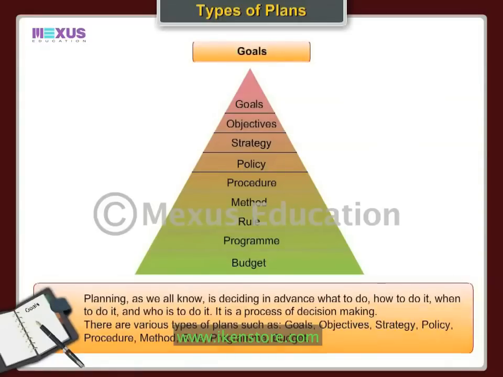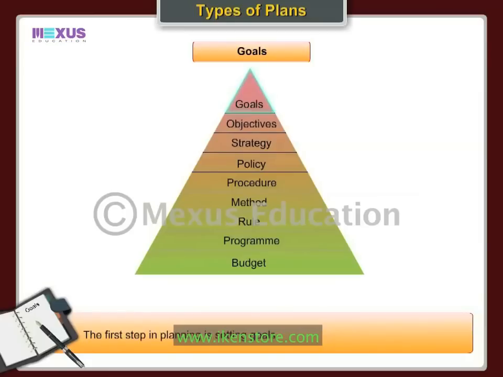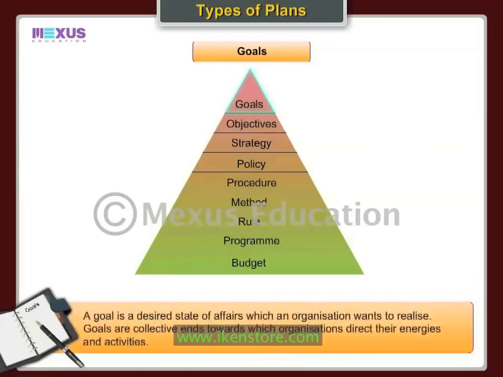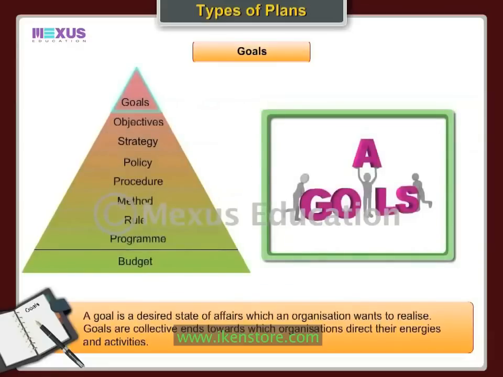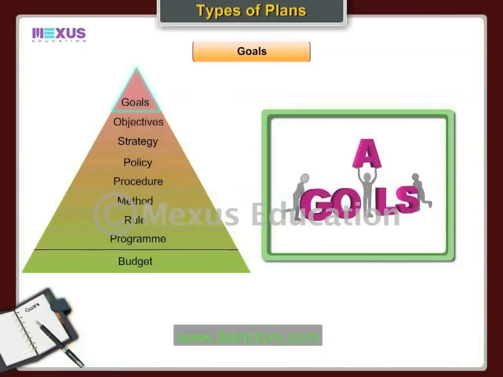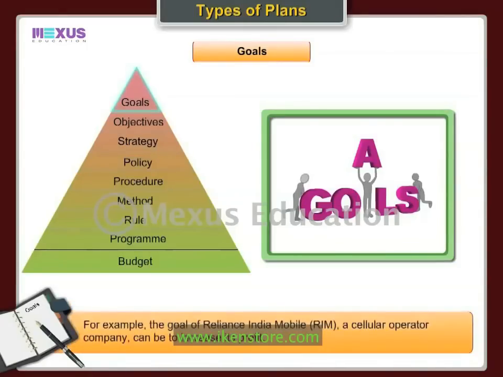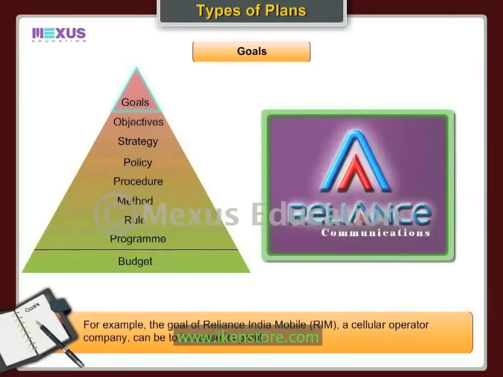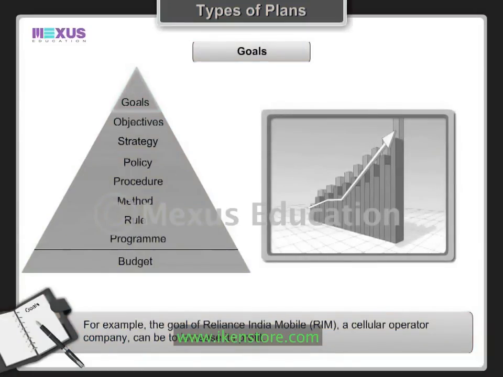Goals. The first step in planning is setting goals. A goal is a desired state of affairs which an organization wants to realize. Goals are collective ends towards which organizations direct their energies and activities. For example, the goal of Reliance India Mobile or RIM, a cellular operator company, can be to increase its profit.